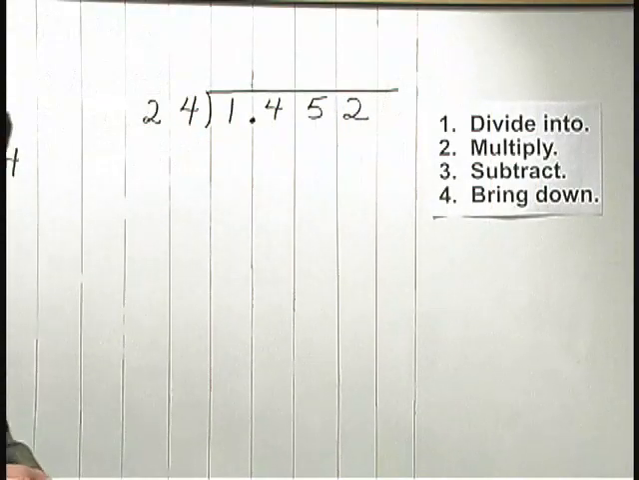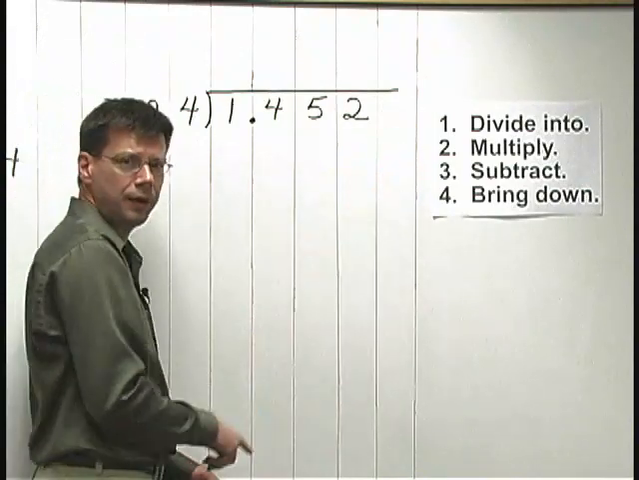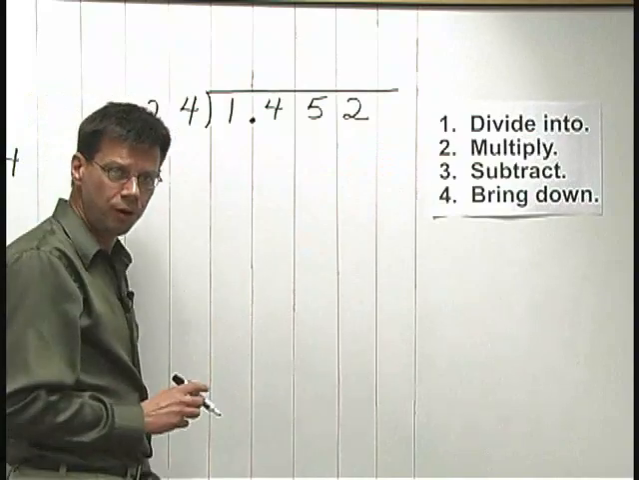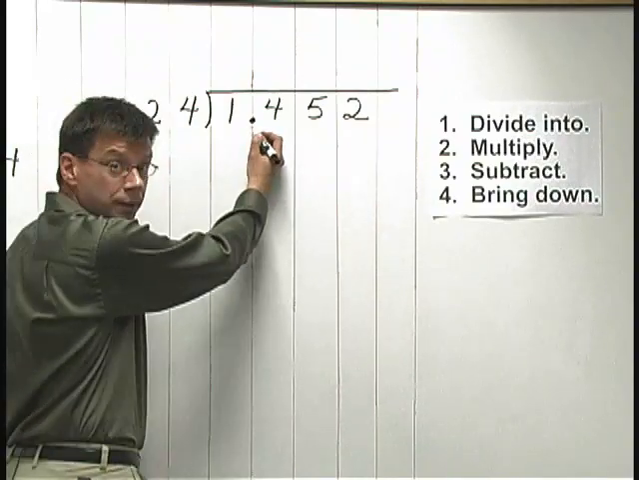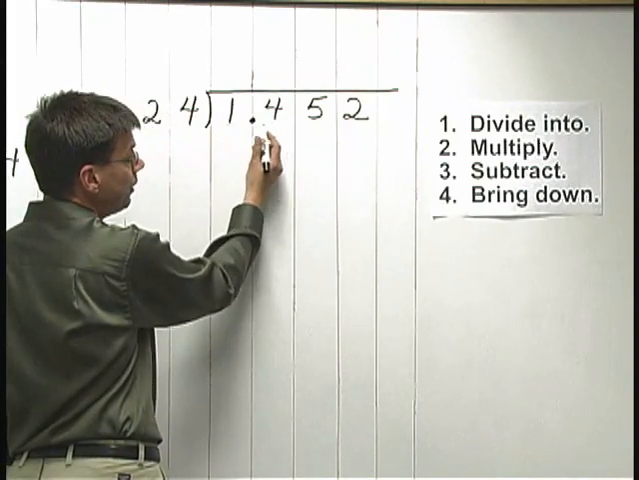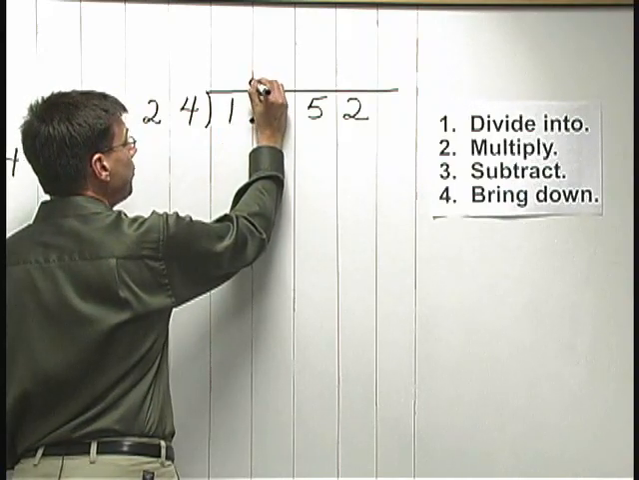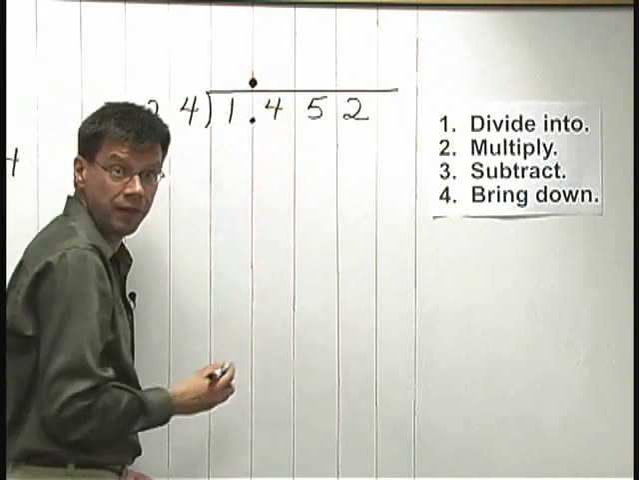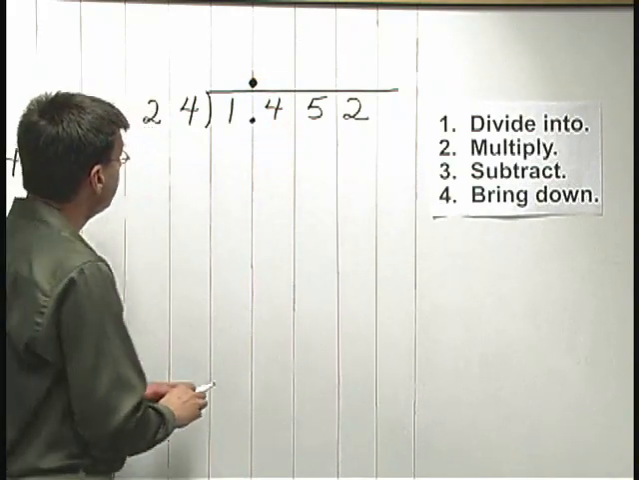So let's go ahead and start our sequence of 4 steps that we repeat over and over again. But actually, before we start the long division process, let's take a look at the decimal point. The decimal point here in our problem is right between the 1 and the 4, and in my answer, the decimal point will end up directly above that same position. Now, let's go ahead and get started.